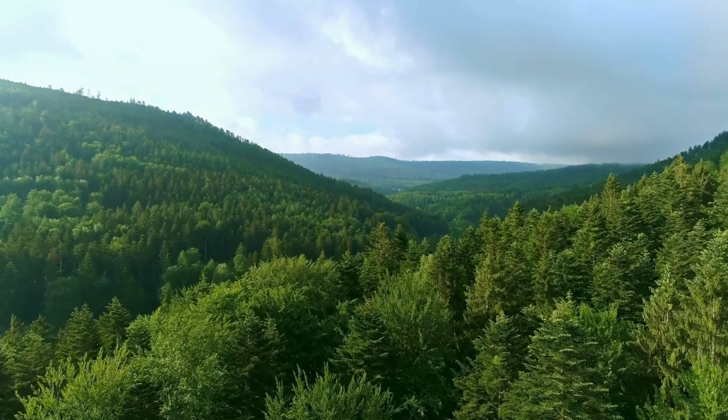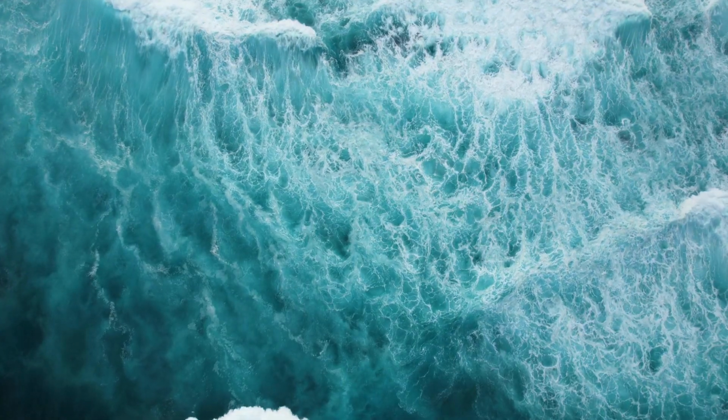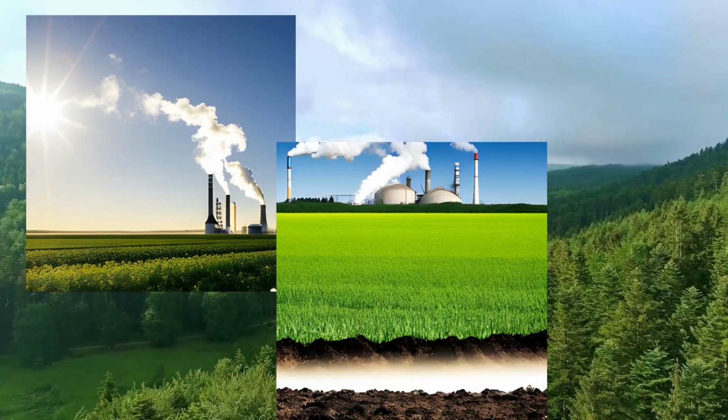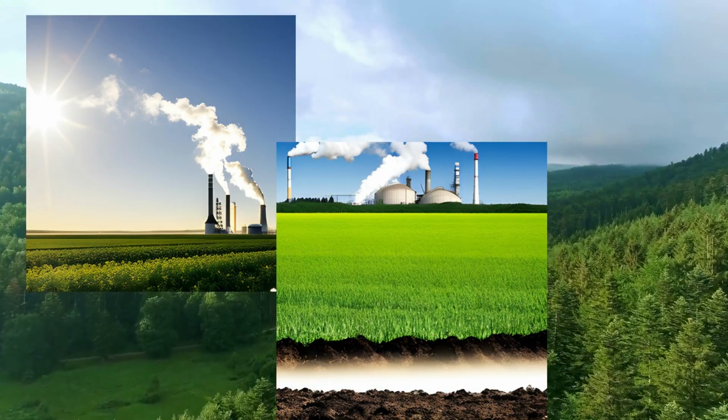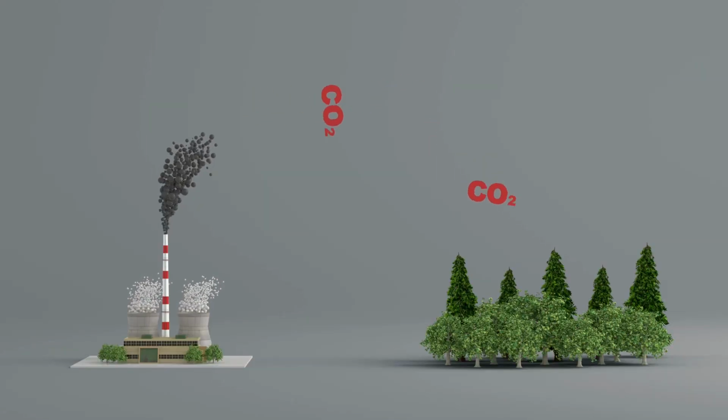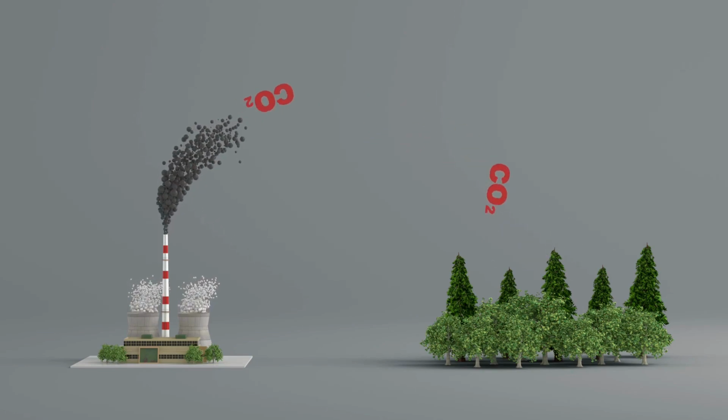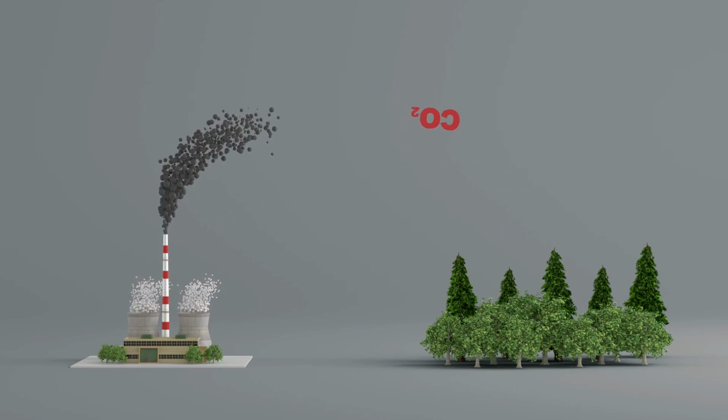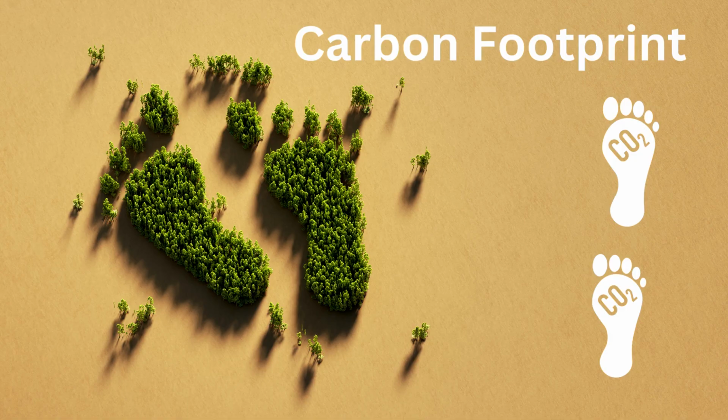Carbon sequestration is the process of removing carbon dioxide from the atmosphere and storing it in carbon sinks, such as forests, oceans, and soil, for long-term storage. This is crucial because carbon dioxide is a greenhouse gas that contributes to climate change. By sequestering carbon in these sinks, we can assist in slowing the rate of global warming.